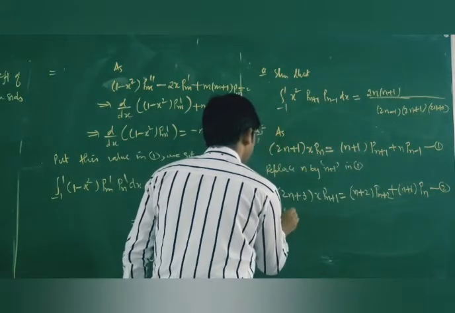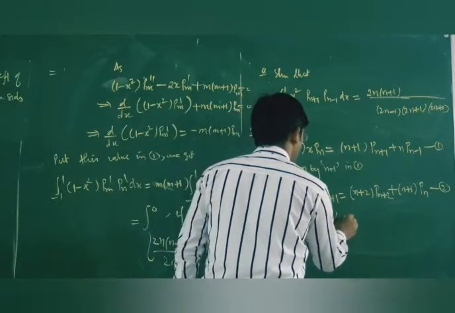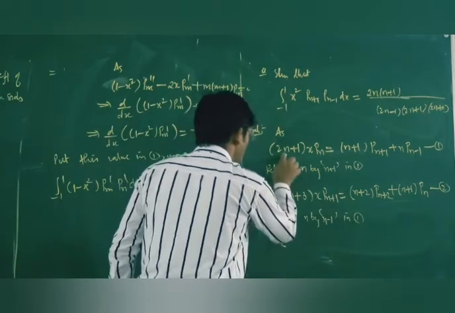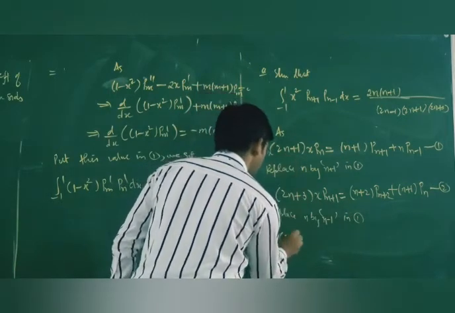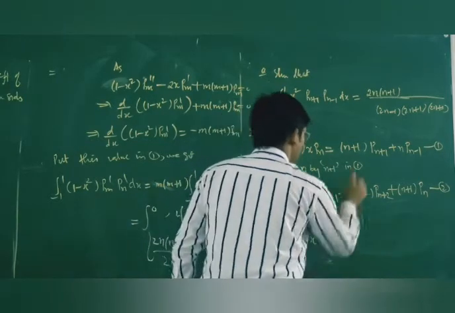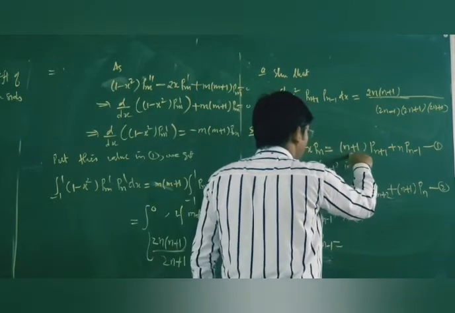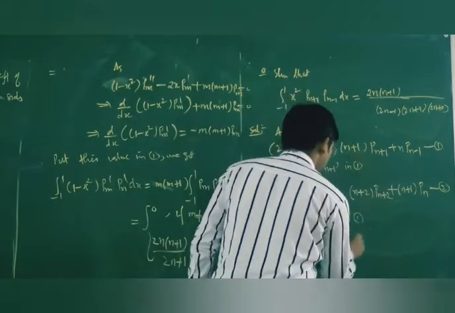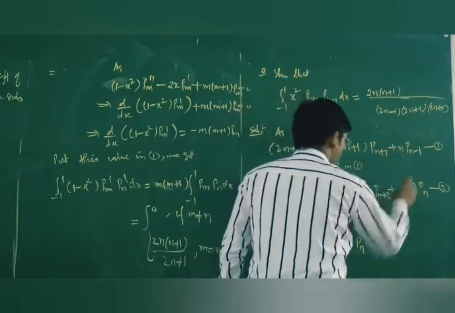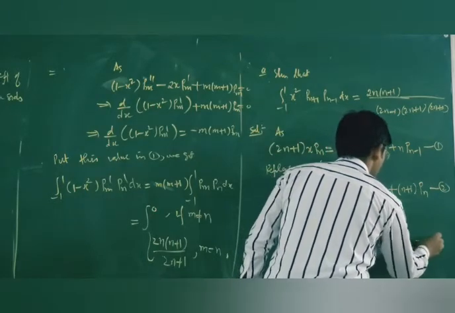Replace n by n minus 1 in 1, we get 2n minus 1 into x Pn minus 1 equals n Pn plus n minus 1 into Pn minus 2. So this is equation number 3.